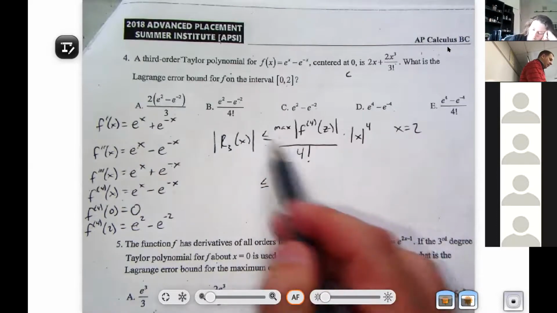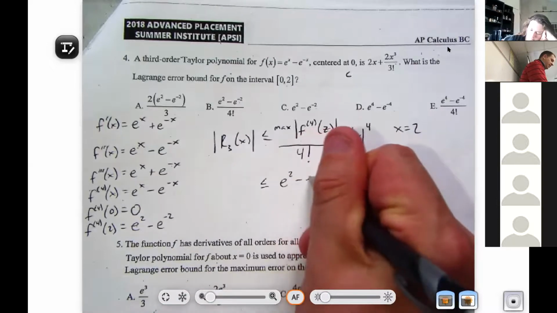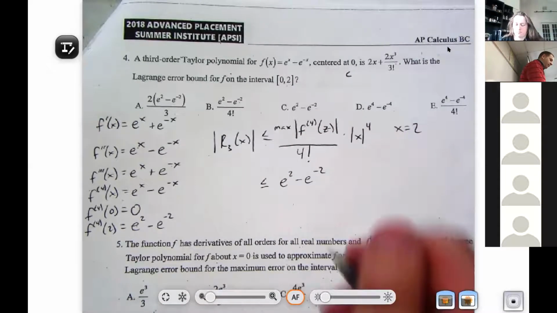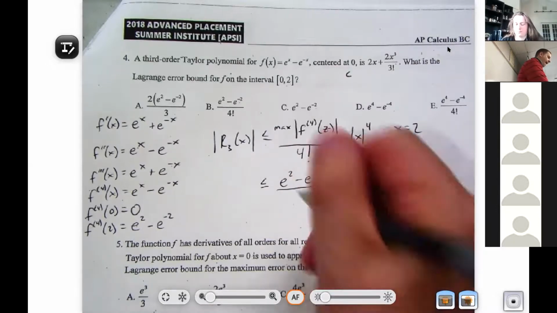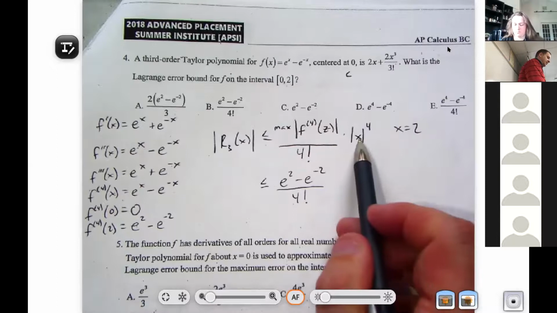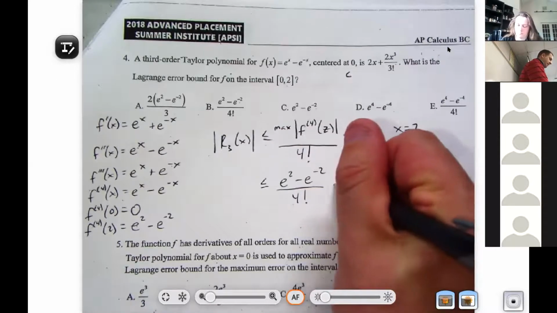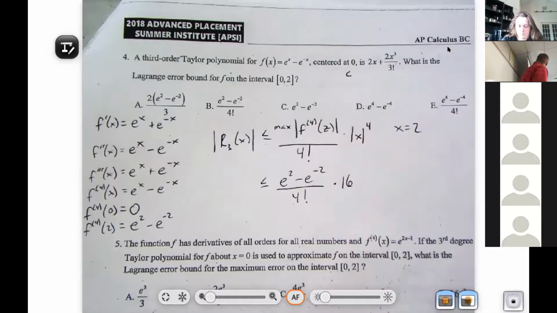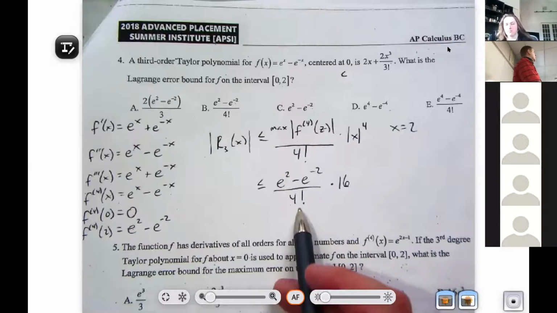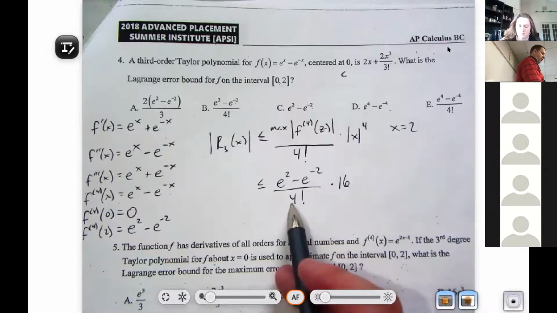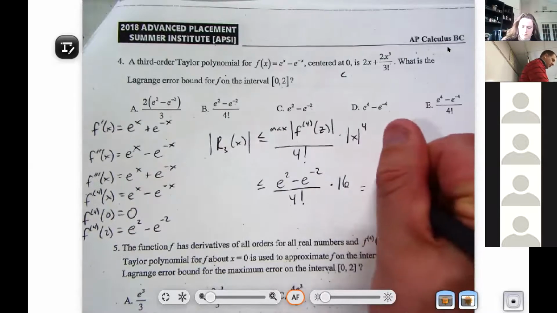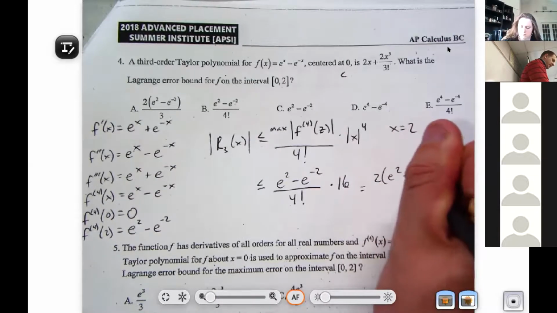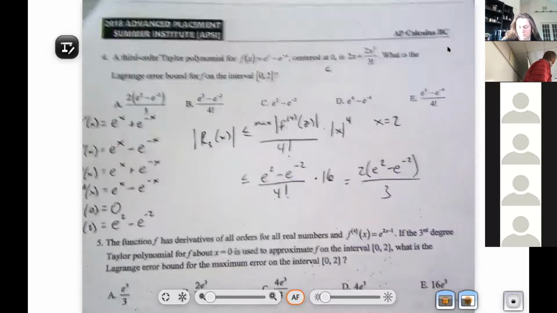The maximum value is going to be e squared minus e to the negative second divided by 4 factorial, and then times 2 to the 4th, so times 16. This is the farthest off we could possibly be. Now I just need to clean it up and match my answer choice. So 4 factorial is what? 24. So 16 over 24 is 2/3. So we have 2 times e squared minus e to the negative second, over 3.